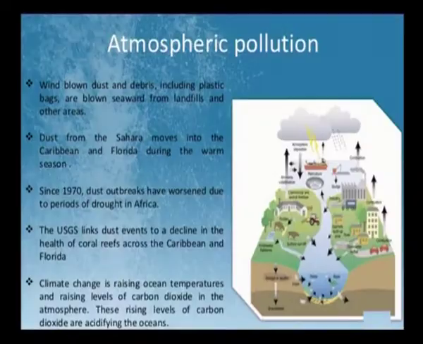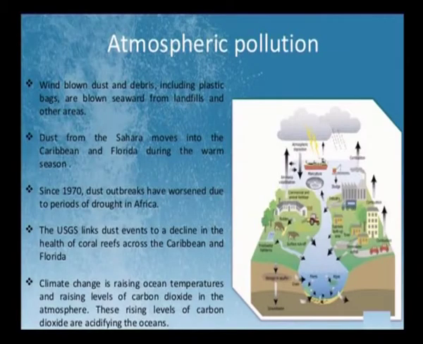Atmospheric pollution. Wind-blown dust and debris, including plastic bags, are blown seaward from landfills and other areas. Dust from the Sahara moves into the Caribbean and Florida during the warm season. So that's how far dust particles can actually come. Since 1970, dust outbreaks have worsened due to periods of drought in Africa, and drought is mainly because of the loss of topsoil. Because of loss of topsoil, no plants can grow, and because no plants are growing, the topsoil gets blown away by wind, and it is a cyclic reaction.